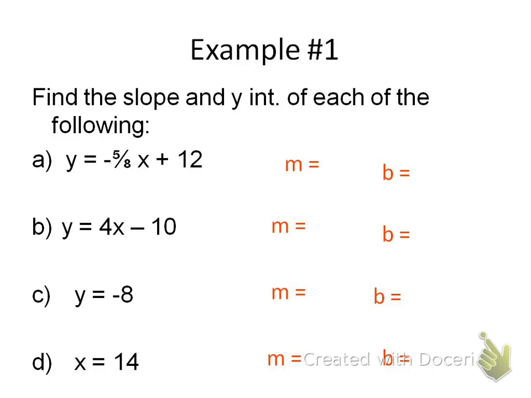So for these, to find the slope, we call the slope m. That's the number that's right in front of the x. And then the b is whatever they're adding or subtracting on the end. So I'll remind you of your form. We are in y equals mx plus b.